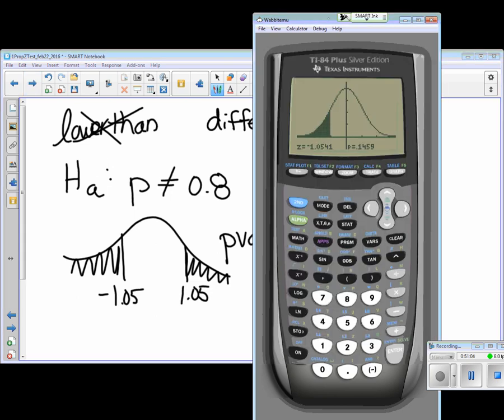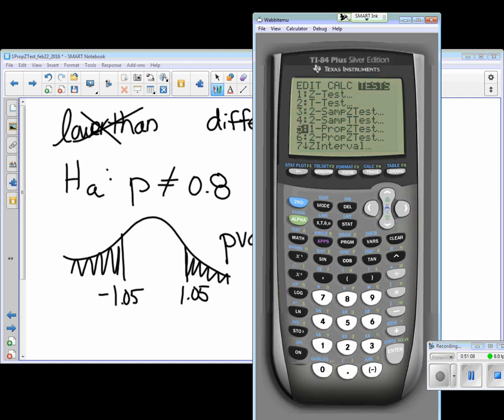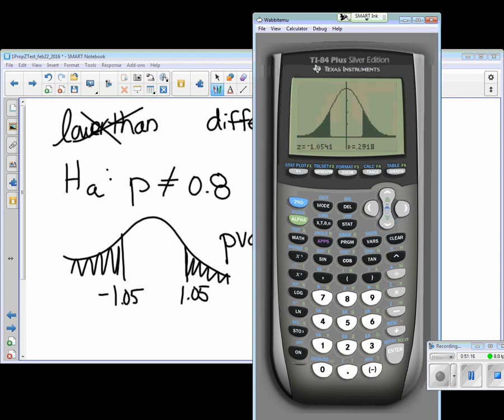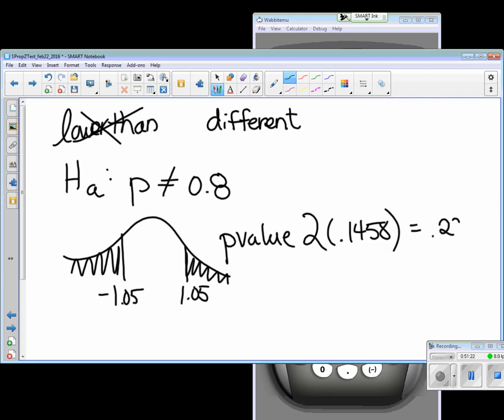And according to the calculator, if I do that, my p-value is now going to be 0.2918. Hopefully, that's what 2 times that is, and it should be. Still a big p-value, wouldn't you agree? Really big. So what am I still going to do? Fail to reject the null. I can't reject it. It's not small enough. So it has the same outcome as it did before.